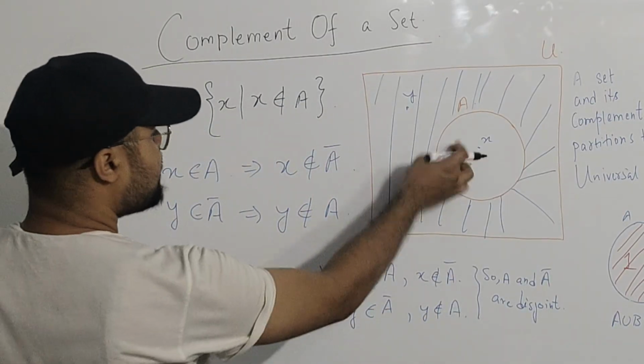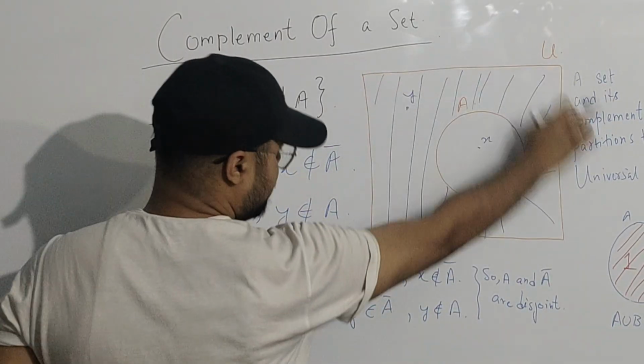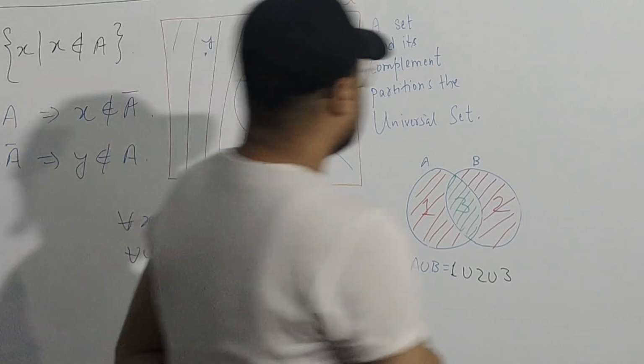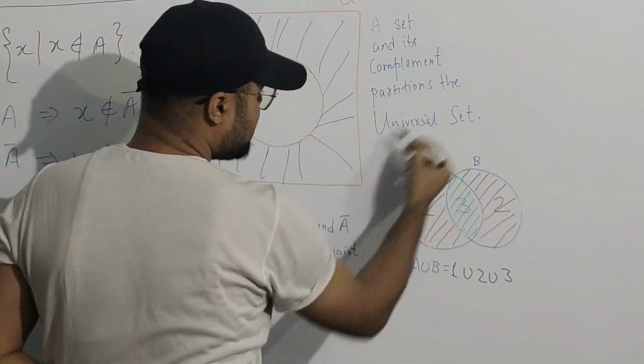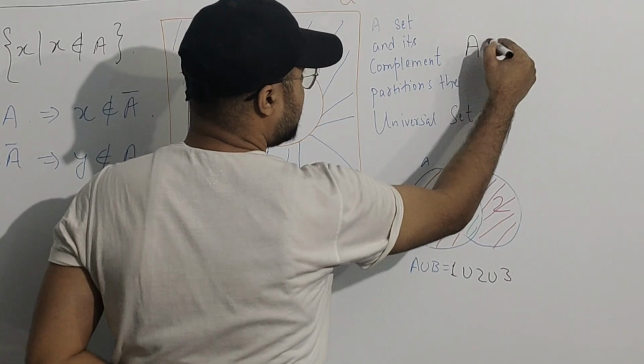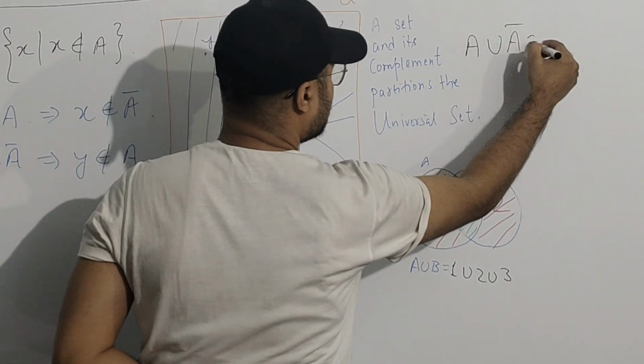Similarly, any set with its complement is a partition of the universal set. So a set and its complement partitions the universal set, means that A union A complement is equal to the universal set.